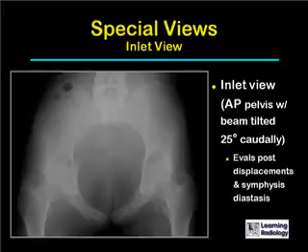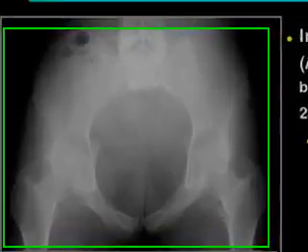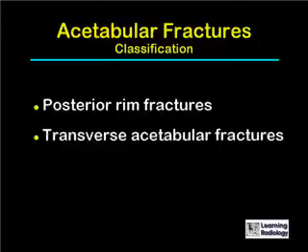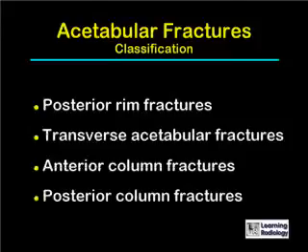The inlet view is an AP view of the pelvis with the X-ray beam tilted 25 degrees caudally. It's especially useful for evaluating posterior displacements of acetabular or pelvic fractures and for evaluating diastasis of the symphysis. The outlet view is an AP view of the pelvis, which is obtained with the beam tilted 35 degrees toward the head. It is especially useful in evaluating for vertical shifts of bones of the pelvis, and it shows the sacrum especially well.